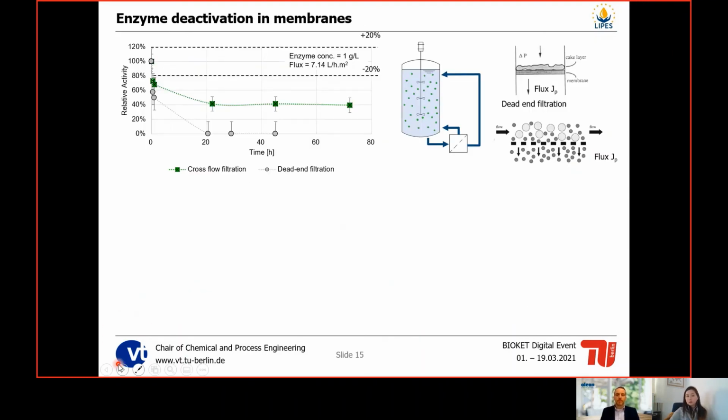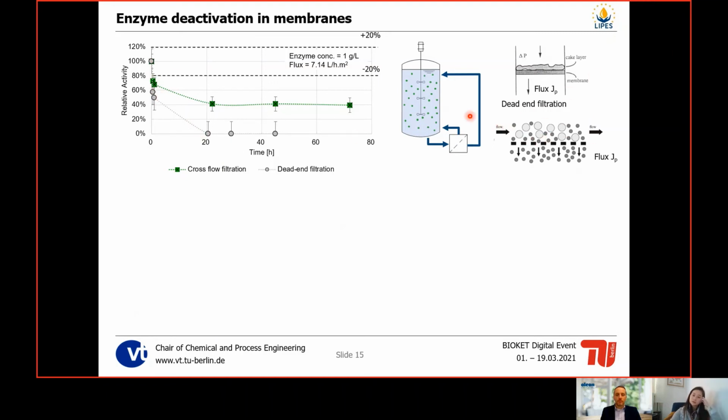The same phenomenon is also observed on membrane surfaces. We are talking now about a solid-liquid interface, where the membrane is the solid and the aqueous phase is the liquid phase. Here we tested two different membrane setups, a dead-end filtration and a cross-flow filtration. Of course, with a dead-end filtration, most of the enzyme is stuck on the membrane surface, and therefore we lose most of the activity after 20 hours.